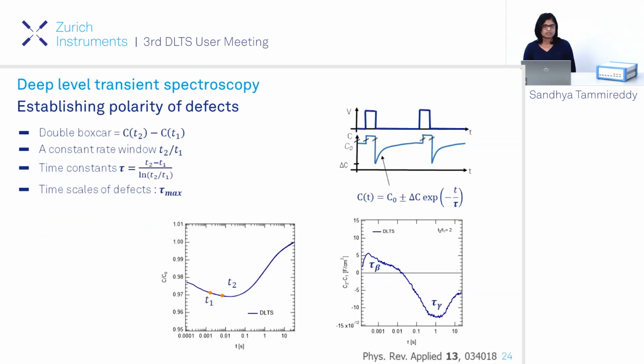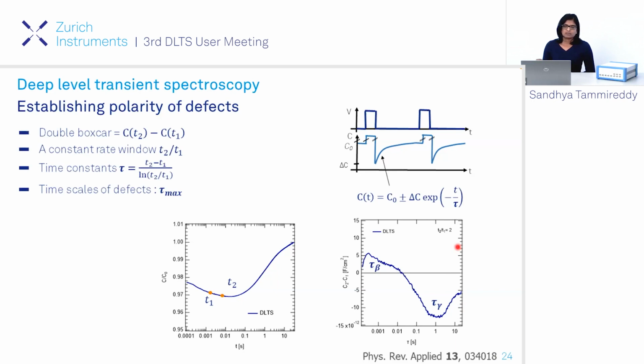So in this approach, you define 2 points, 2 times in your transient, and you try to maintain the ratio between these 2 points constant. You define this rate window properly, and then you move this rate window all over your transient so that you get a collection of time constants. And at some point, these time constants will have a maximum, and that's the maximum time constant that you're interested in.